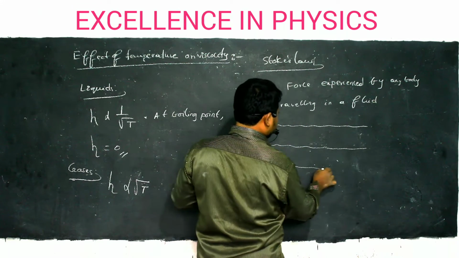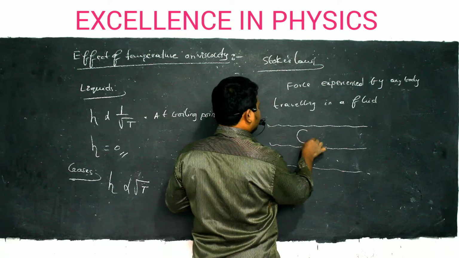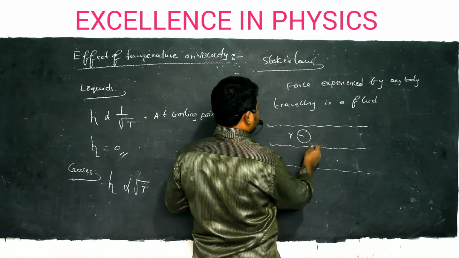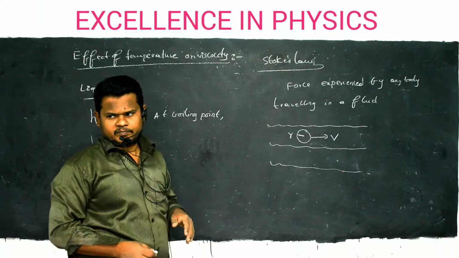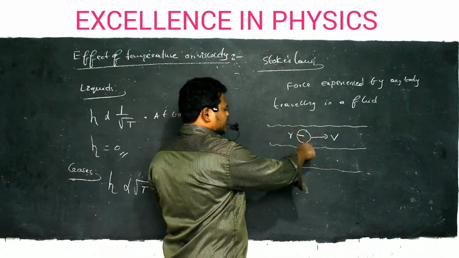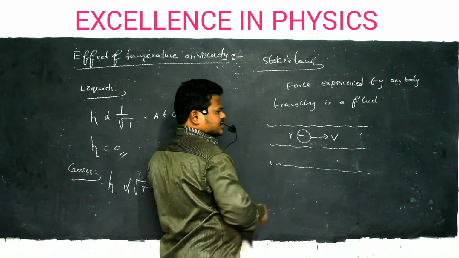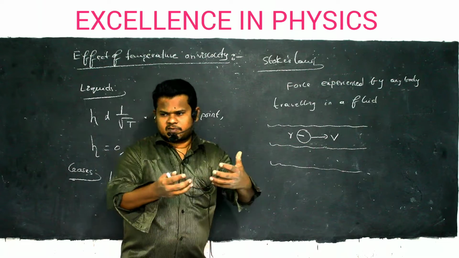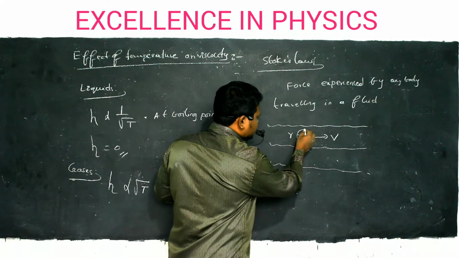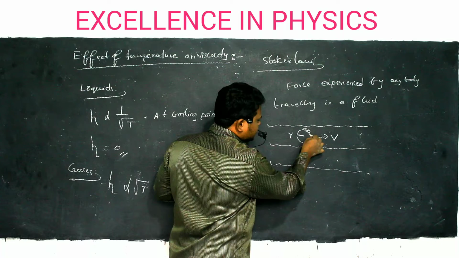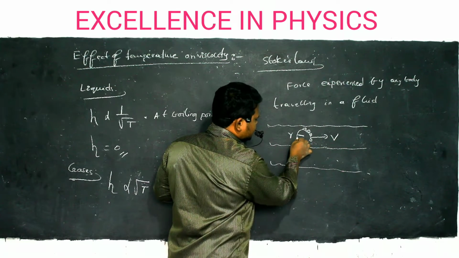For example, this is the liquid in which this body of radius r is traveling with a velocity of v. Clear? Then this body will be wetted by the molecules of this liquid, no? Molecules of this liquid will be surrounding this body. How will they be surrounding? All the molecules will be attached here. Understand?